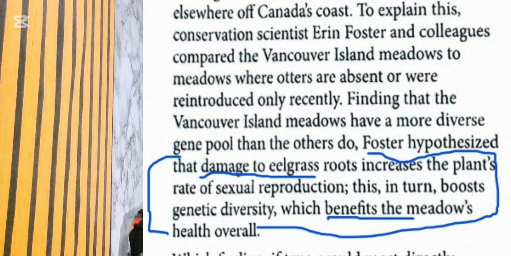Now, how do we deal with this? We've gotten from the question already that we're supposed to undermine, and we're undermining what in particular? We're undermining Foster's hypothesis. So we want to go and look for Foster's hypothesis. As mentioned earlier, you can have that in the beginning or at the end. So I can see it right at the end. It is the very last sentence. Foster hypothesized that damage to eelgrass roots increases the plant's rate of sexual reproduction. This in turn boosts genetic diversity, which benefits the meadow's health overall.